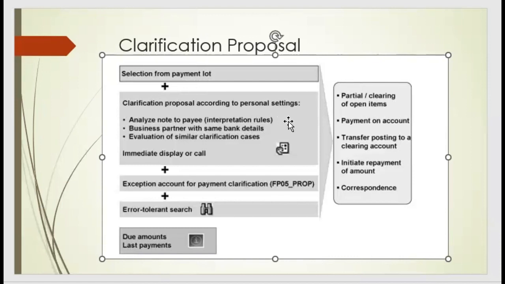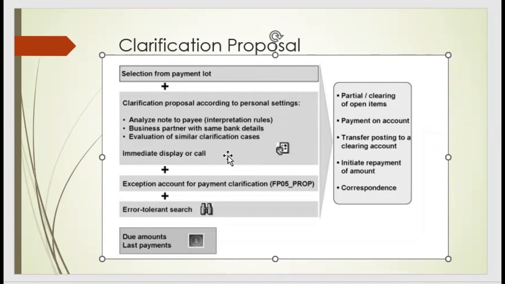Clarification proposal settings are there. There we set, like, first we need to analyze the note to the paying. Note means a small address to the customer who is paying. Okay, business partner with same bank details. So note is mostly like correspondence is going, outgoing from the utility to customer. Similarly, notes are coming from customer to the utility. Okay, so from the note analysis, you can understand, okay, there are some disputes, some errors. Business partner with same bank details.